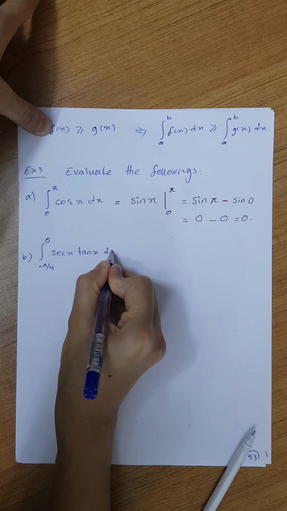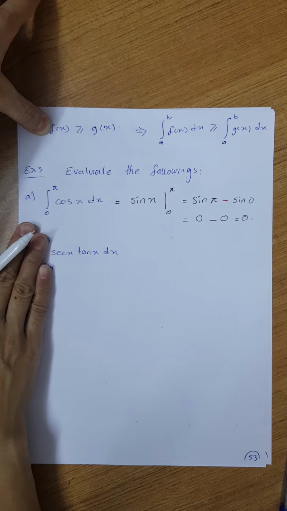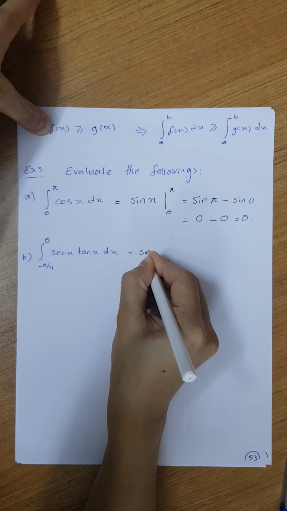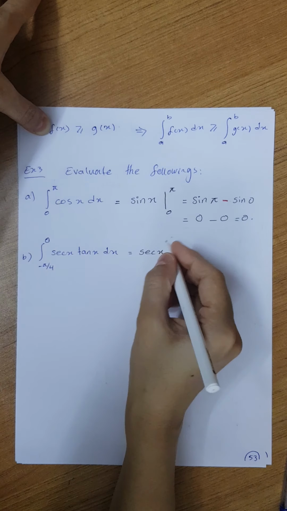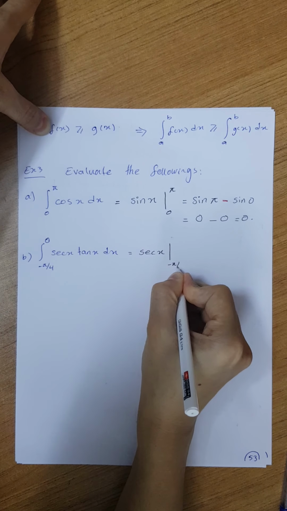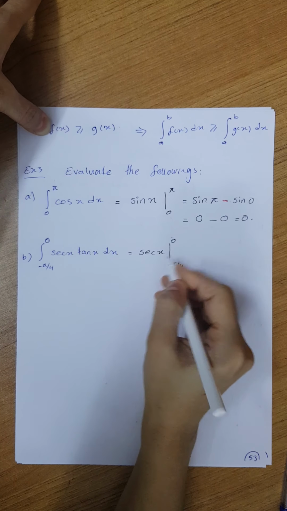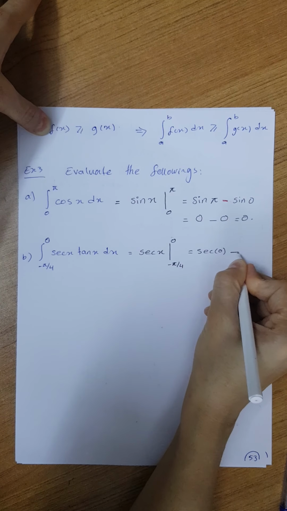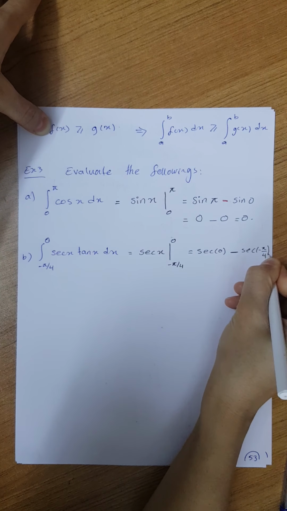The second one, part B, I've got the integration from minus pi over 4 to 0 of secant x tan x dx. The derivative of which function is equal to secant tan x? We know that the derivative of secant x is equal to secant x tan x. I have the interval, but here please do not write the integral sign. I have that bar, I have to write it, so that one is from minus pi over 4 to 0. What shall we do now? We put 0 into the function, so secant of 0 minus secant of minus pi over 4.